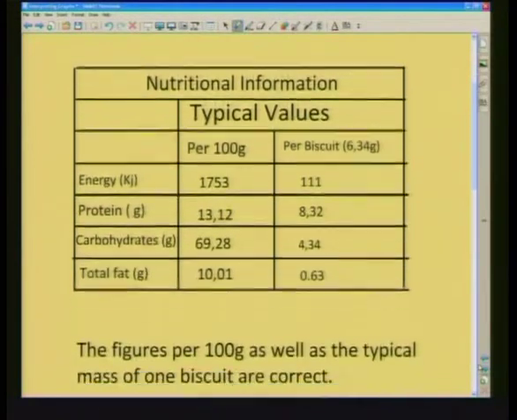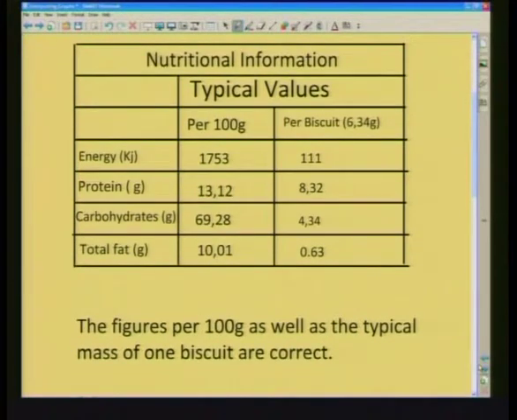So this is often, if you look at the back of any type of packet, they'll always have some sort of nutritional information. So it is something that you do often see in reality. So at the back of the pack, it says nutritional information. It then has typical values. So you have your values per 100 gram and then per individual biscuit.